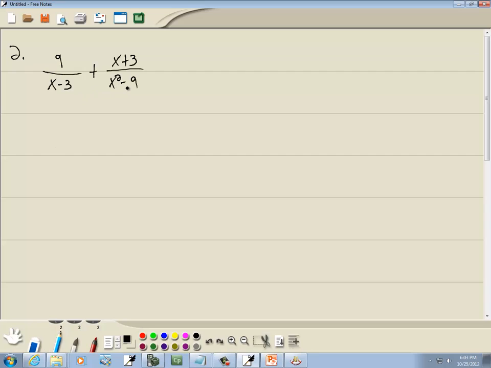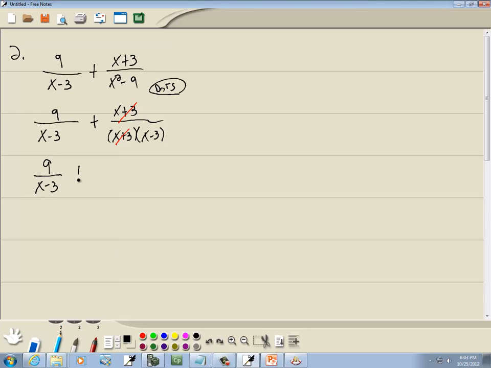See how this factors as x plus 3, x minus 3? I'm going to use that shortcut here and show it both ways. So again, we're factoring all of our denominators. This is a difference of two squares. This factors as x plus 3 times x minus 3. And this has an x plus 3, this has an x plus 3, so those are going to cancel. And we've got 9 over x minus 3 plus 1 over x minus 3.